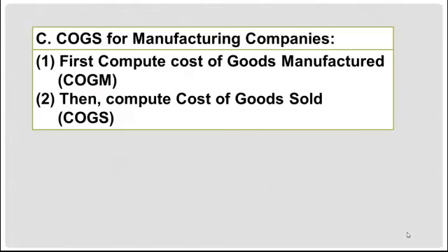Now, cost of goods sold for manufacturing companies, basically what you do is you first compute cost of goods manufactured, and then you compute cost of goods sold. And you'll see that this cost of goods manufactured is really like what the retailer purchased.